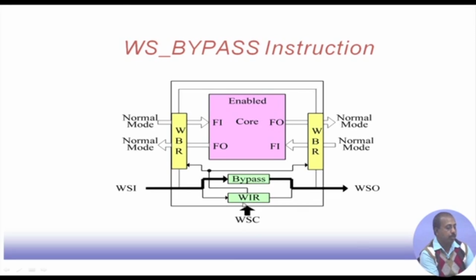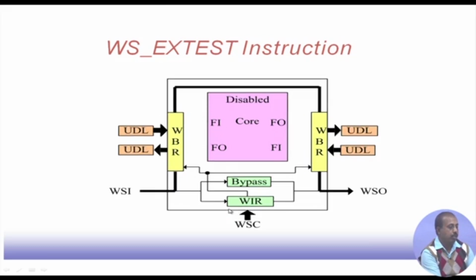So, the bypass control will be high, as a result of which this will be decoded as a bypass instruction, and whatever is coming on this WSI line will be bypassed and will come to this WSO line. This way, the bypass instruction can be implemented.